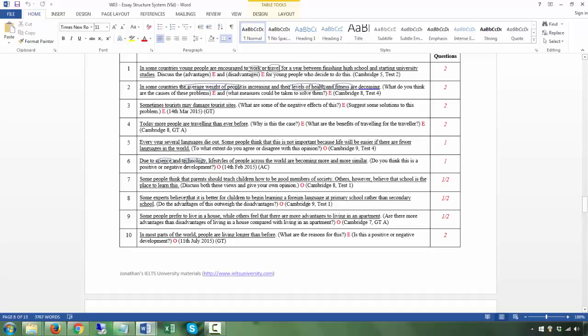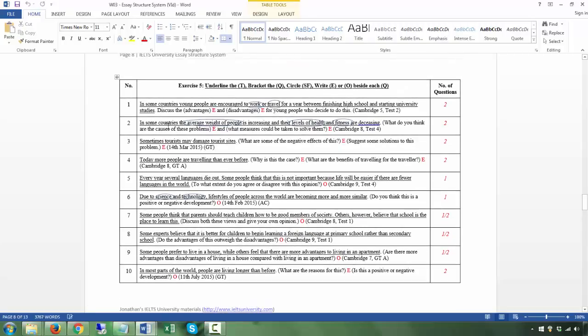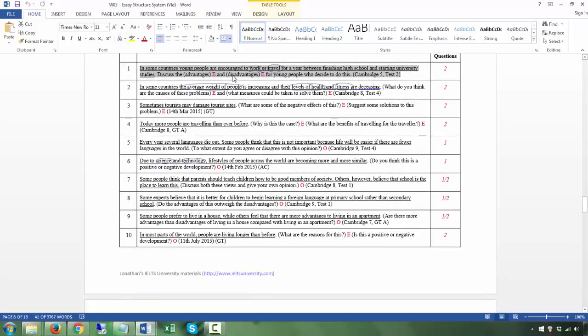Next, some experts believe that it is better for children to begin learning a foreign language at primary school rather than secondary school. This is the T. This is the Q. Do the advantages of this outweigh the disadvantages? This is, of course, different from this. This is just discuss the advantages and disadvantages. You have E here. Whereas you're not asked to take a position. Here, you are clearly asked to take a position.